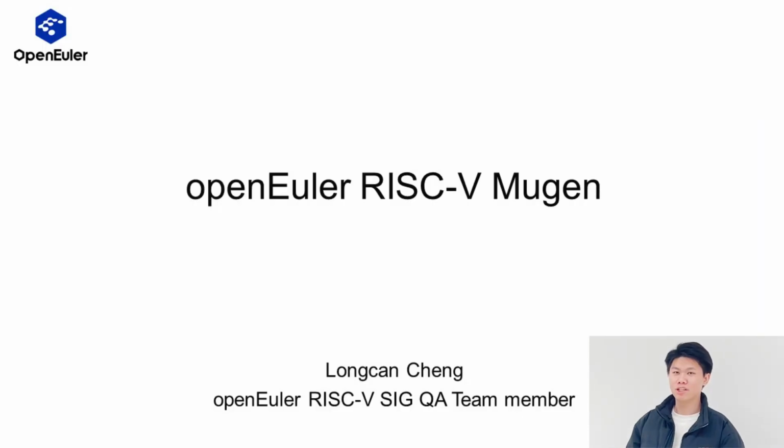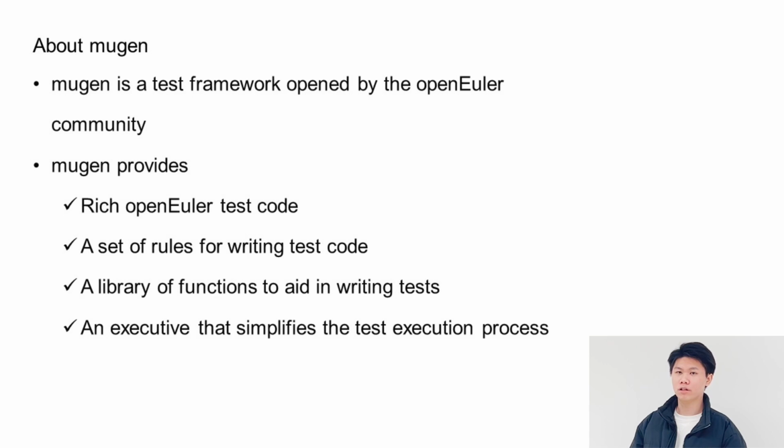Hello everyone, I'm Long Chan Cheng from the QA team in the openEuler RISC-V SIG. Today, I want to share with you the testing framework Mugen we use. Mugen is a testing framework opened by the openEuler community. Mugen includes the following 4 aspects. The first is rich openEuler test code. The second is a set of specifications for writing test code. The third is a function library to assist in writing tests. And the fourth is an execution program that can simplify the test execution process.